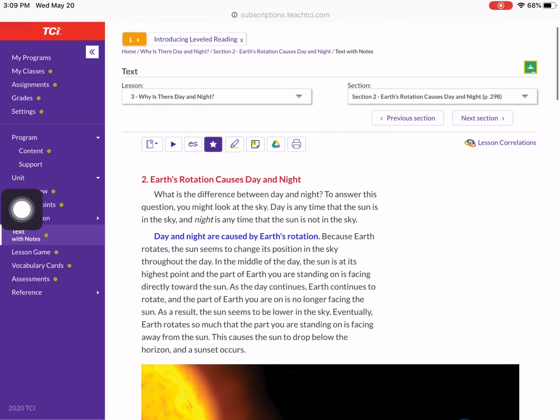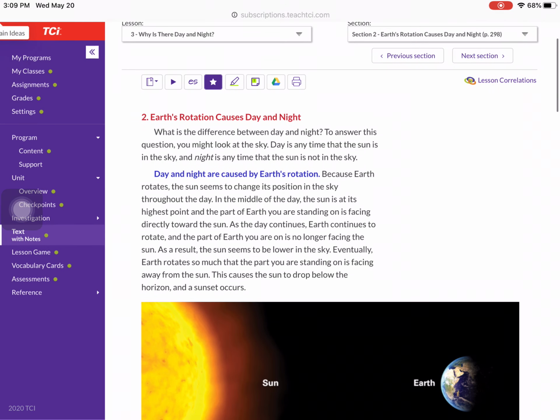Earth's rotation causes day and night. What is the difference between day and night? To answer this question, you might look at the sky. Day is any time that the sun is in the sky, and night is any time that the sun is not in the sky. Day and night are caused by Earth's rotation.